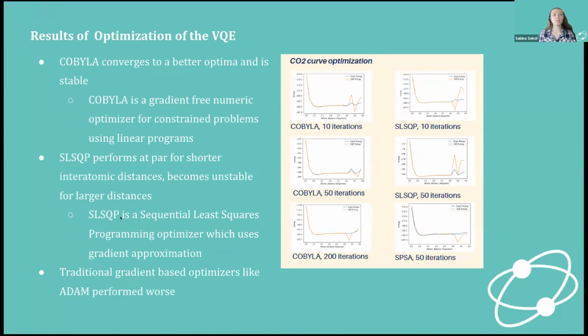And while it performs well on shorter interatomic distances, it becomes quite unstable as the distance increases, as we see in these graphs. They're both constrained optimizers, meaning they limit the changes to a feasible region, lessening the likelihood of unreasonable values like all the way up here or all the way down here. Traditional gradient-based optimizers like Adam tend to have worse performance, and it seems that the gradient-based optimizers are sometimes stuck in local optima. In contrast, COBYLA is a gradient-free optimizer that has a little bit more ability to search over the problem and find better optima.